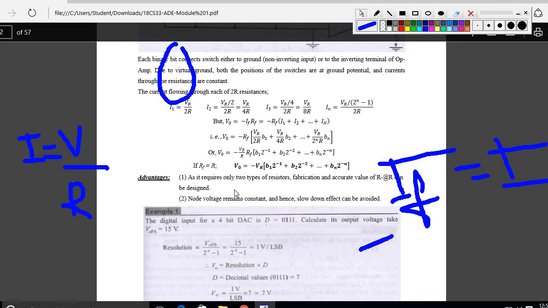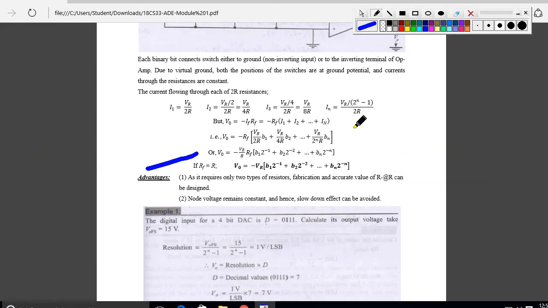So the next concept: the advantage of using this is that it requires only two types of resistors, R and 2R, so fabrication is easy and accurate values of R and 2R can be designed. So one of the advantages of using the R-2R ladder is that we can use only two types of resistor. For fabrication and accuracy purposes, this is very useful. And the node voltage remains constant throughout the circuit, and hence the slowdown effect can always be avoided.